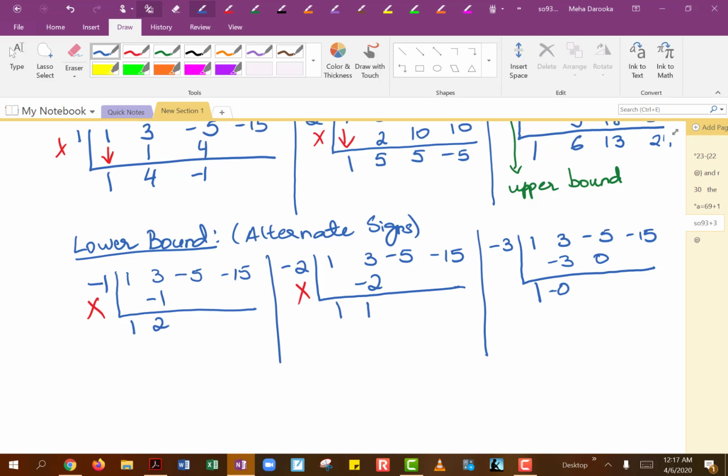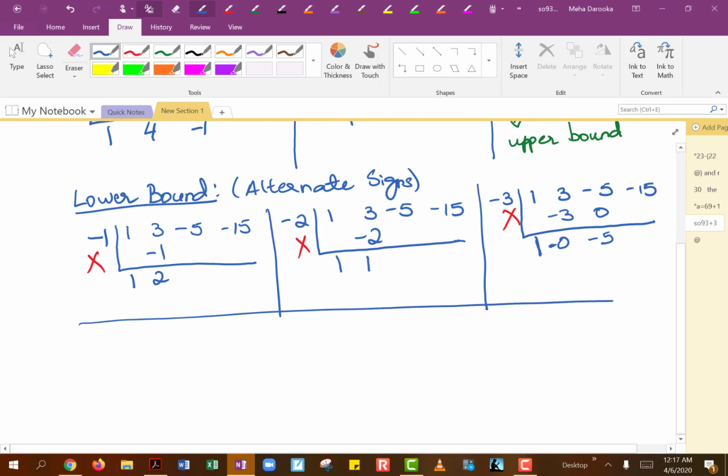That will end up giving us -5 and 0, which will again end up giving us -5, right? So if 1 is positive, we are thinking of 0 as being negative, which means technically this third term should have been positive. So again, you can see my signs are actually not alternating, because I'm going from negative to negative. So that actually tells me this guy is also not our lower bound. And since he's not our lower bound, move on to -4.